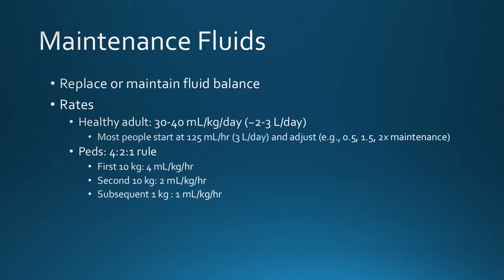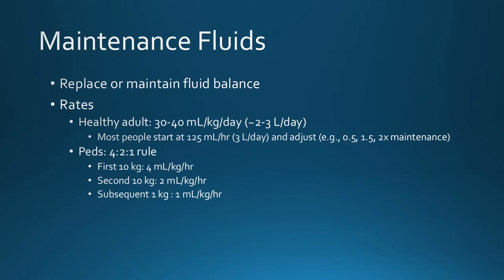Okay, and then once you get them adequately fluid resuscitated with your boluses, now we need maintenance fluids, right? This is going to help maintain or replace ongoing losses. Typical healthy adults, we mentioned, need roughly 2 to 3 liters per day, so about 30 to 40 mLs per kilo per day. That's typically why when you think of a maintenance fluid rate, you think of how much?